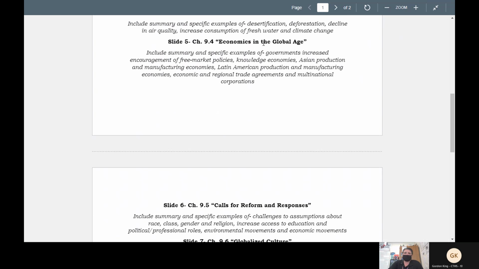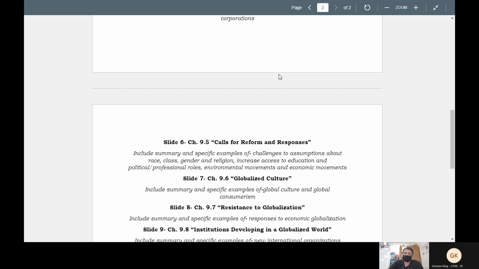Chapter 9.4, Economics in the Global Age. This and probably the next one have the most stuff. Include a summary and specific examples of government's increased encouragement of free market policies, knowledge economies, Asian production and manufacturing economies, Latin American production and manufacturing economies, economic and regional trade agreements, and multinational corporations.